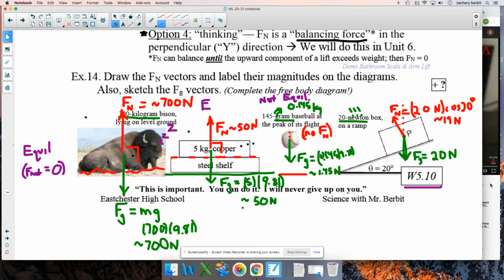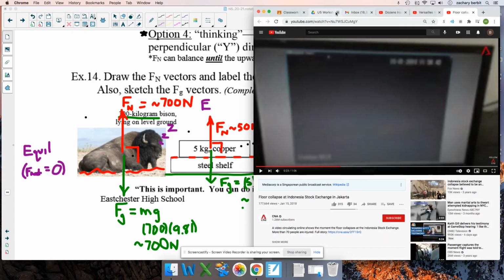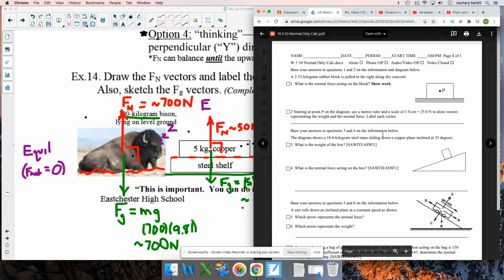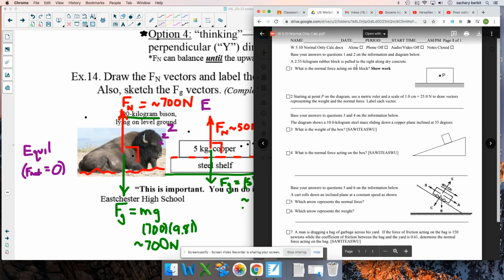And now you'll do W510. W510 is right here. It's one side of one sheet. So simple questions. Now don't get all worked up about what you read. Number 1, they told you the mass. Okay, what's the normal force? It's a block sitting on the ground. Well, we did that. That's the bison problem. Here they ask you to draw it with a scale.